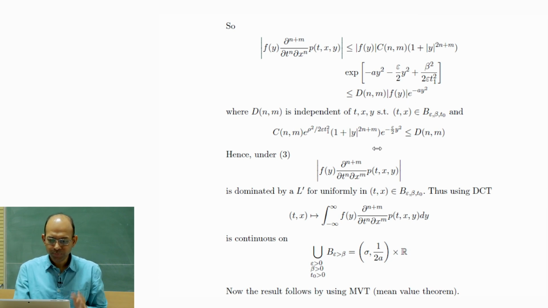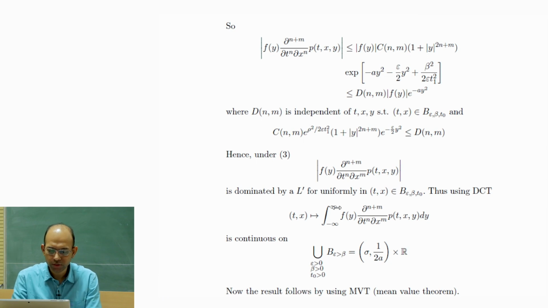So, we can use the dominated convergence theorem for an appropriate choice of sequences to establish continuity of this map, that t comma x goes to the integral of f of y, del n plus m over del tn del xm of ptxy dy. So, we can establish continuity of this map using the dominated convergence theorem.